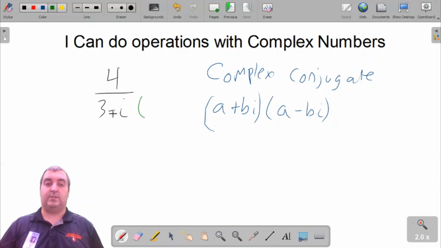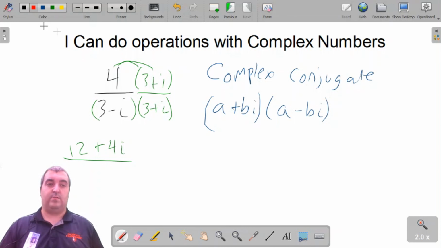The complex conjugate of the denominator here would be 3 plus i. We're going to multiply the top and bottom, so the numerator and the denominator, by that conjugate. So the top becomes 12 plus 4i by multiplying that out. Now with the bottom, 3 times 3 is 9, 3 times i is 3i, negative i times 3 is minus 3i, and negative i times i is negative i squared.